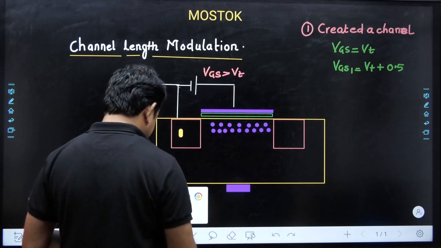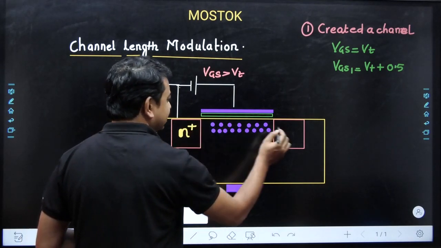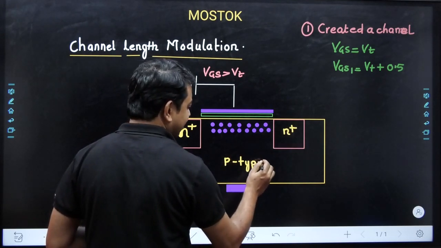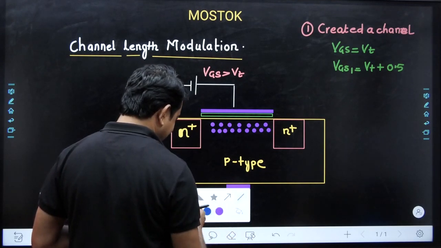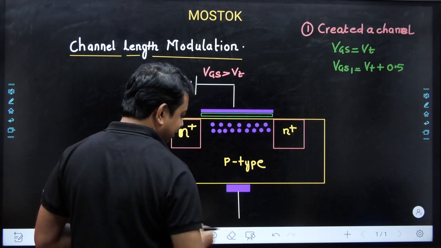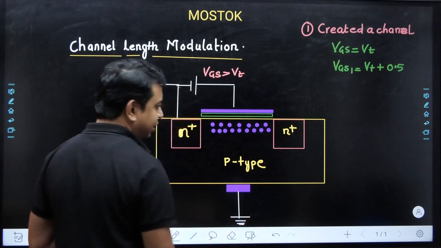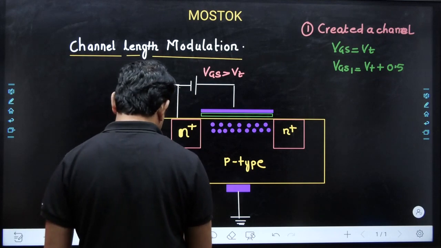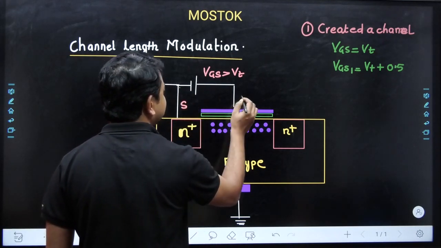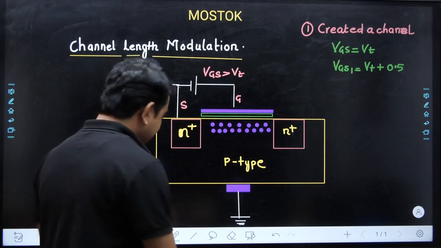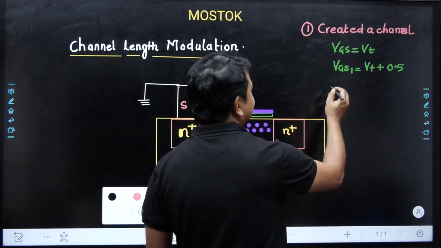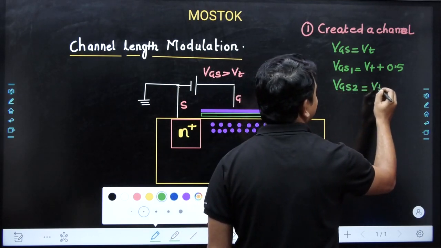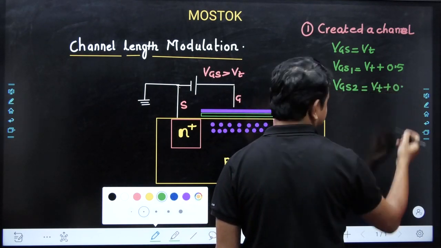This is N plus, this is N plus, and this is the P type semiconductor. At this point we have a terminal known as the body terminal, and this body terminal is also grounded and short circuited with the source terminal. Where is the source terminal? This is the source terminal, this is the gate terminal. As we increase the voltage at the gate terminal, the channel becomes more and more conductive. So this is VGS2.